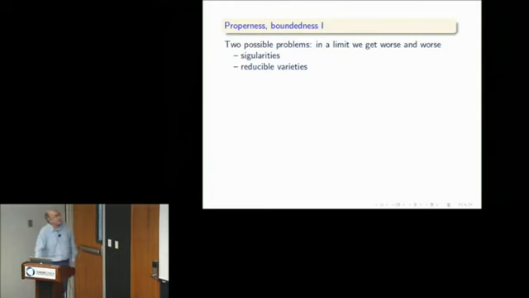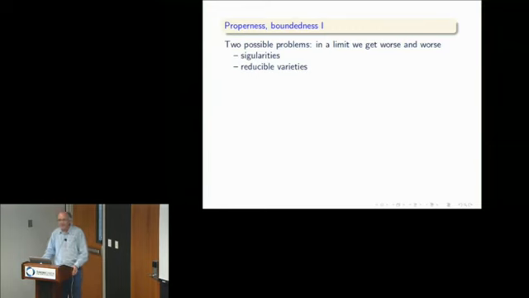Now, what's the problem with properness and with boundedness? So what could go wrong? Well, for instance, you start with some smooth projective curves, and in the limit you get some reducible curves. Now, for curves, the singularities are just nodes, so you cannot get more and more complicated singularities.